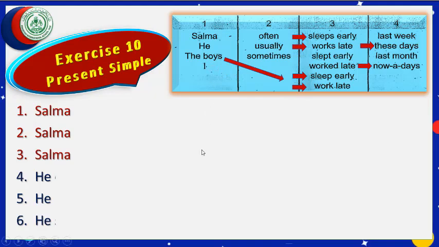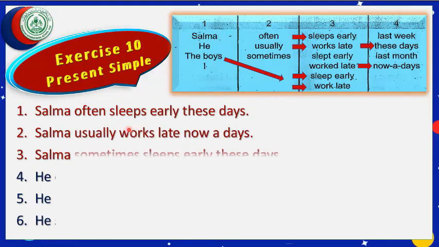Let us make sentences by using Salma. You can see very well. Salma often, usually, sometimes, no problem. You can use all these. But here you can use sleeps, works and sleeps. You cannot use slept and worked. In the same way, you can write here these days, nowadays, these days.